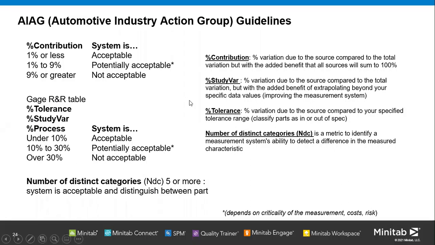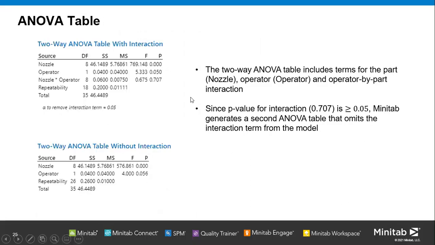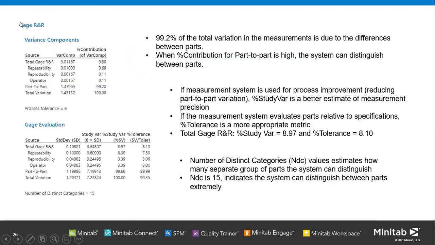Okay. So for this case, we already did the ANOVA. So we look at the Gage R&R table. In this Gage table, you see the total Gage R&R here is 0.80.